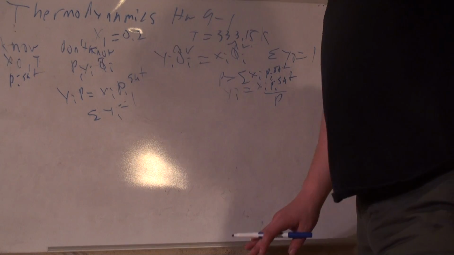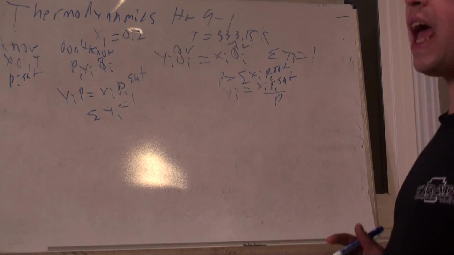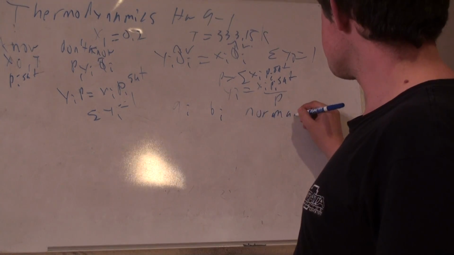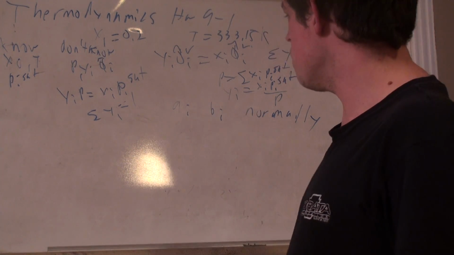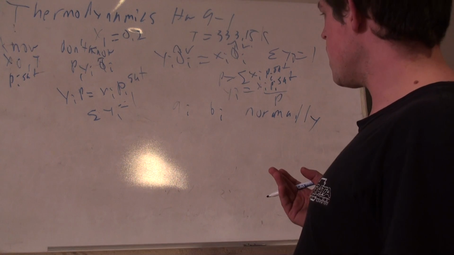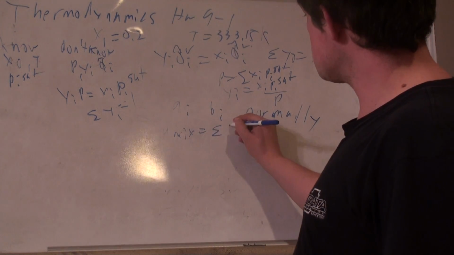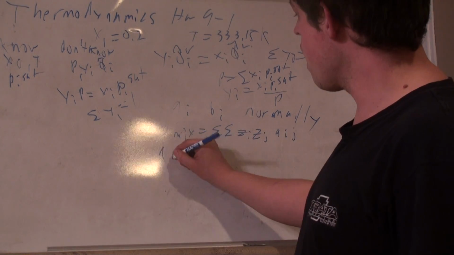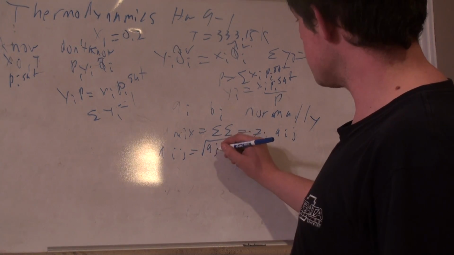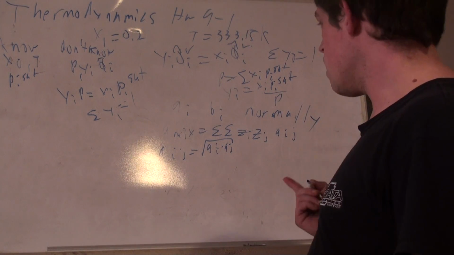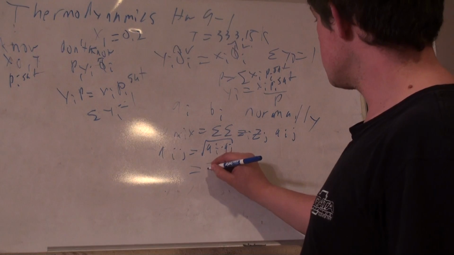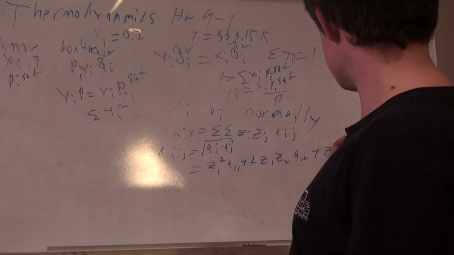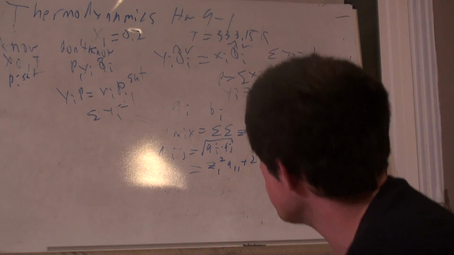Now I can get my a and b parameters. I didn't really need pressure before to get a and b for the pure components. So I get my ai's and bi's normally, and I just write down the equations for those. Now I need my a mix, which is the summation of, we'll use z so that it's independent of phase, zi zj aij, where aij is equal to the square root of ai times aj. When I write this out for a two-component mixture, it becomes z1 squared a11 plus 2 z1 z2 a12 plus z2 squared a22.